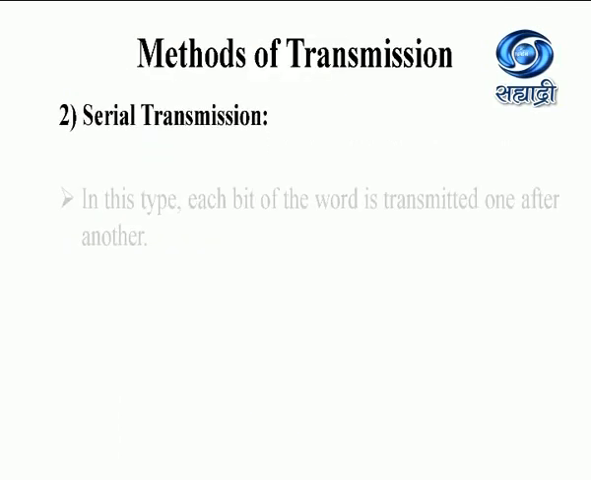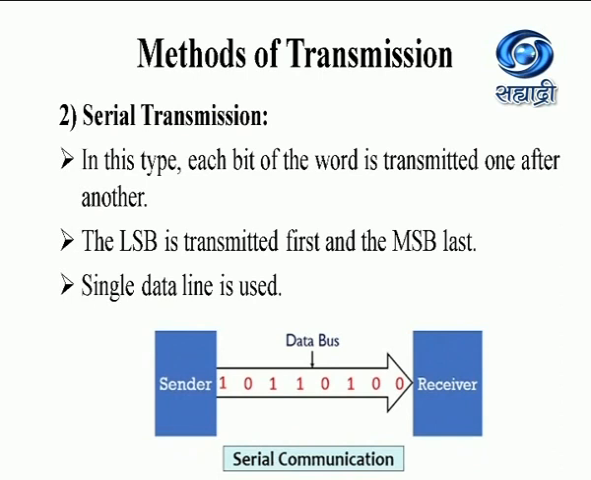Second method, that is serial transmission. In this type, each bit of the word is transmitted one after another. The LSB is transmitted first and the MSB is last. A single data line is used.